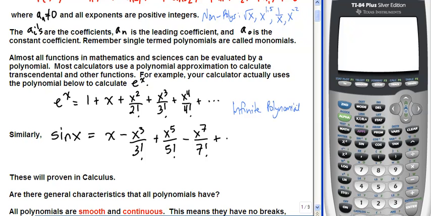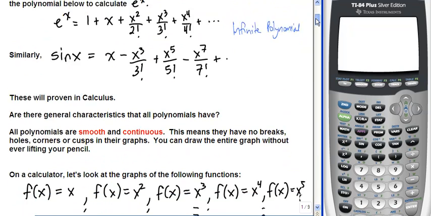Likewise, sine of x can also be proven to be x minus x cubed over 3 factorial plus x to the 5th over 5 factorial, and so on. So these infinite polynomials are a way for a calculator to evaluate trigonometric and exponential functions. And all of these things would be proven in calculus if you go that high in mathematics. So if your calculator wanted to figure out e to the first power, then it would plug in 1 for all of these x's and then figure out what that approximation turns out to be. So polynomials are very important in math and science.